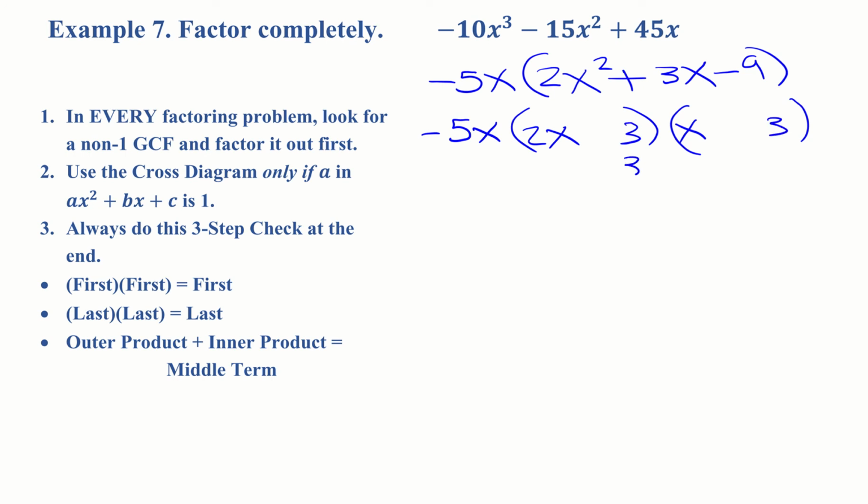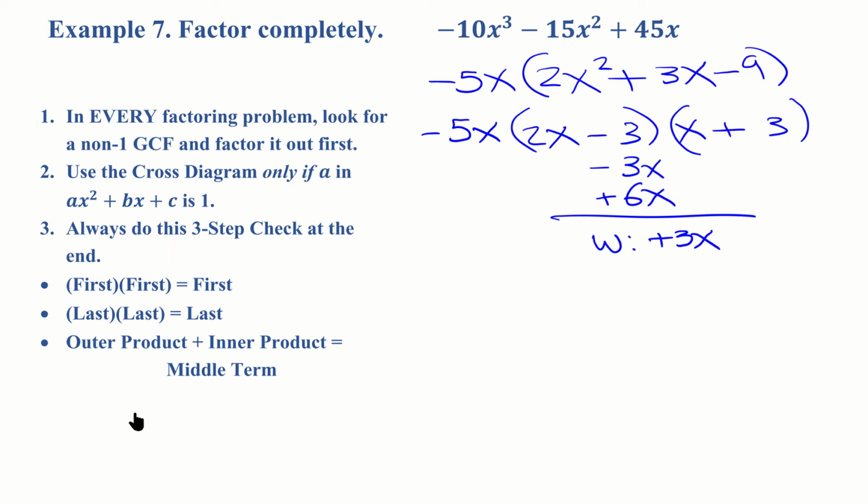The inner product here is 3x. The outer product is 6x. We want their combination to become positive 3x, the middle term. Can that happen? Can we get positive 3x from these? We can if the 6 is positive and the 3x is negative and it doesn't cause any problems up here. So let's try it. That means the negative will go here, the positive here.